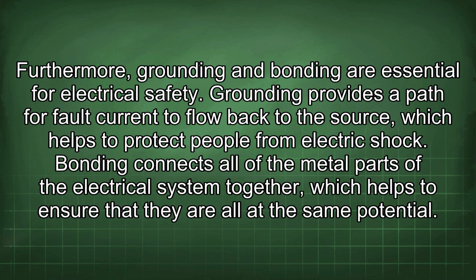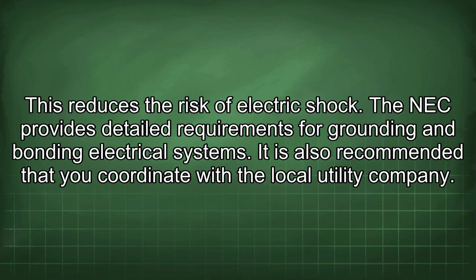Furthermore, grounding and bonding are essential for electrical safety. Grounding provides a path for fault current to flow back to the source, which helps to protect people from electric shock. Bonding connects all of the metal parts of the electrical system together, which helps to ensure that they are all at the same potential. This reduces the risk of electric shock. The NEC provides detailed requirements for grounding and bonding electrical systems.